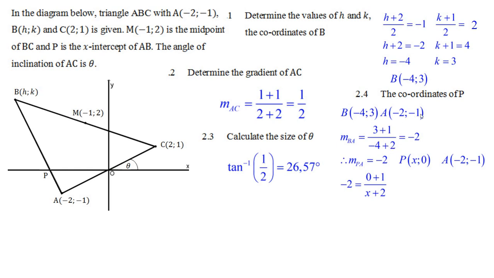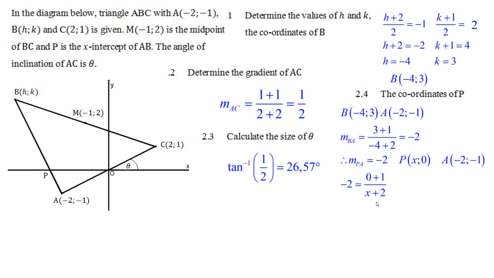So 3 minus minus 1 over minus 4 minus minus 2, which is plus 2. That's 4 divided by negative 2. Hey, we've got the gradient of BA. And because they're on the same line, the gradient of PA must be exactly the same. So then minus 2 must equal the gradient of PA, which is 0 minus minus 1 over x minus minus 2. So 0 plus 1 over x plus 2. That's the equation we have to solve.